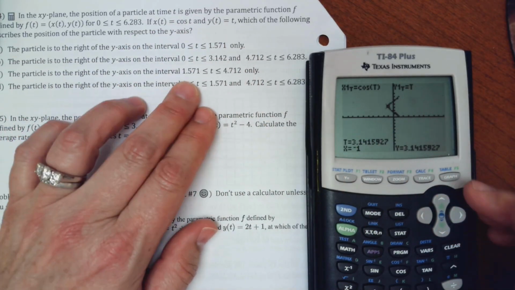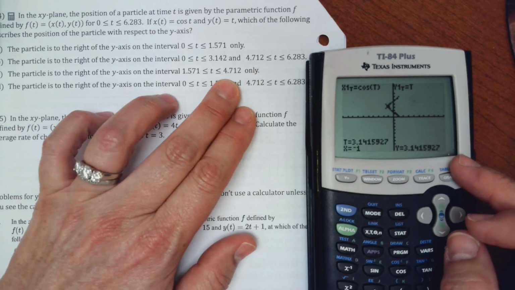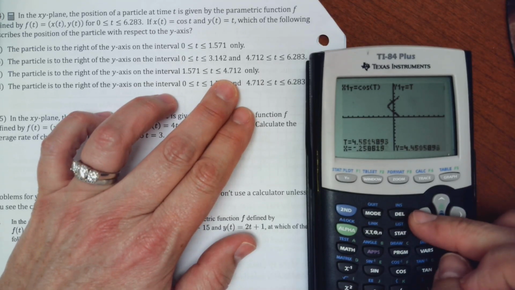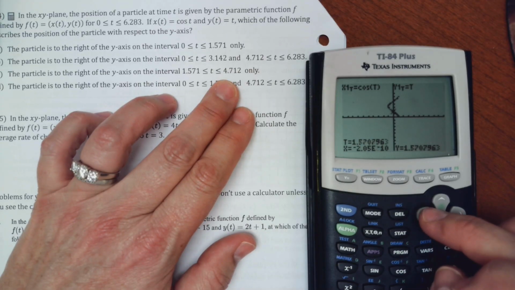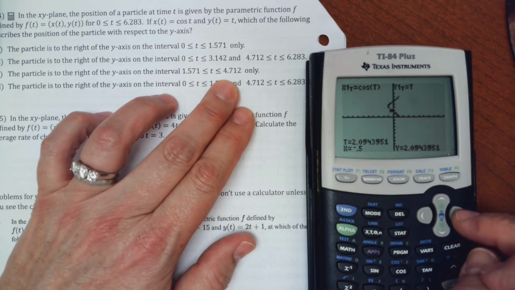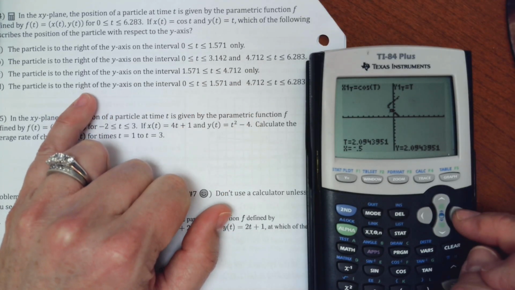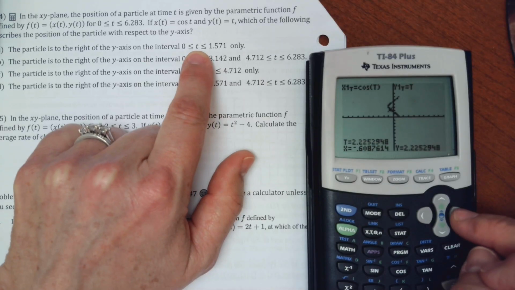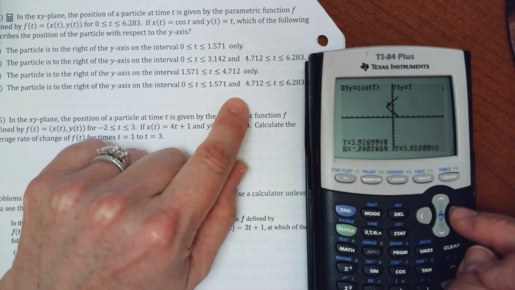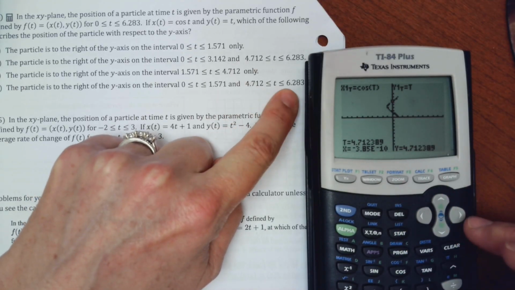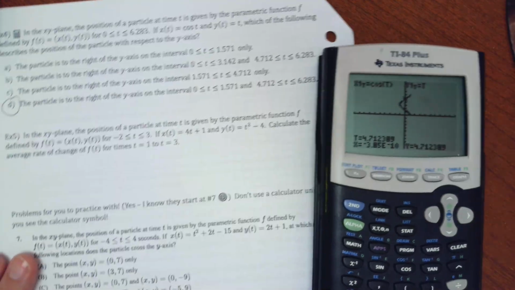All right, to the right of the y-axis from 1.5 to 4.7. So 1.5 was right here at this intercept right here. If I keep making my t higher, I am not to the right of the y-axis. All right, and so there was that answer. That was correct, and I repeated here. So the next time it's to the right of the y-axis is right about here. So at 4.7, yep, this area right there. So letter D is my best choice.